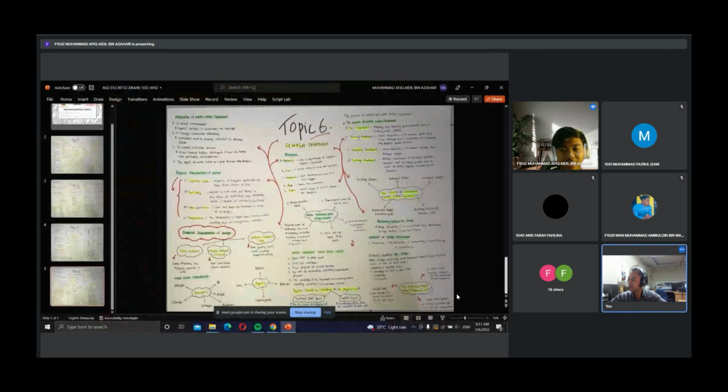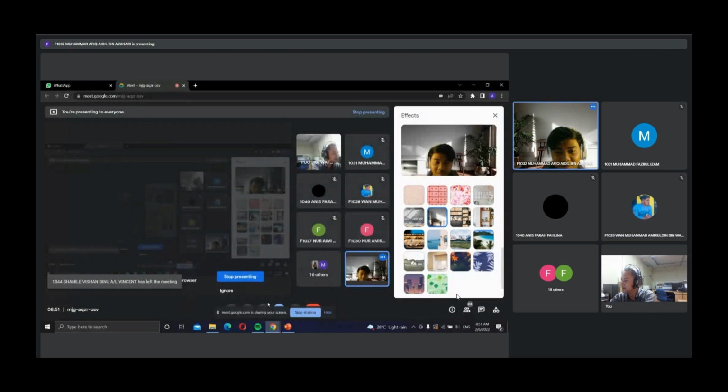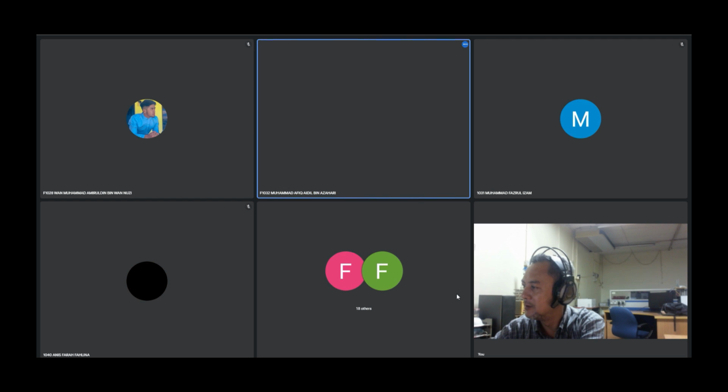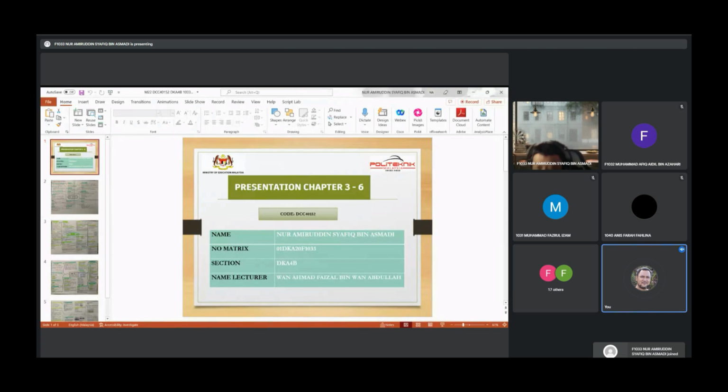Okay. Itu je daripada saya. Terima kasih. Ada. Boleh.